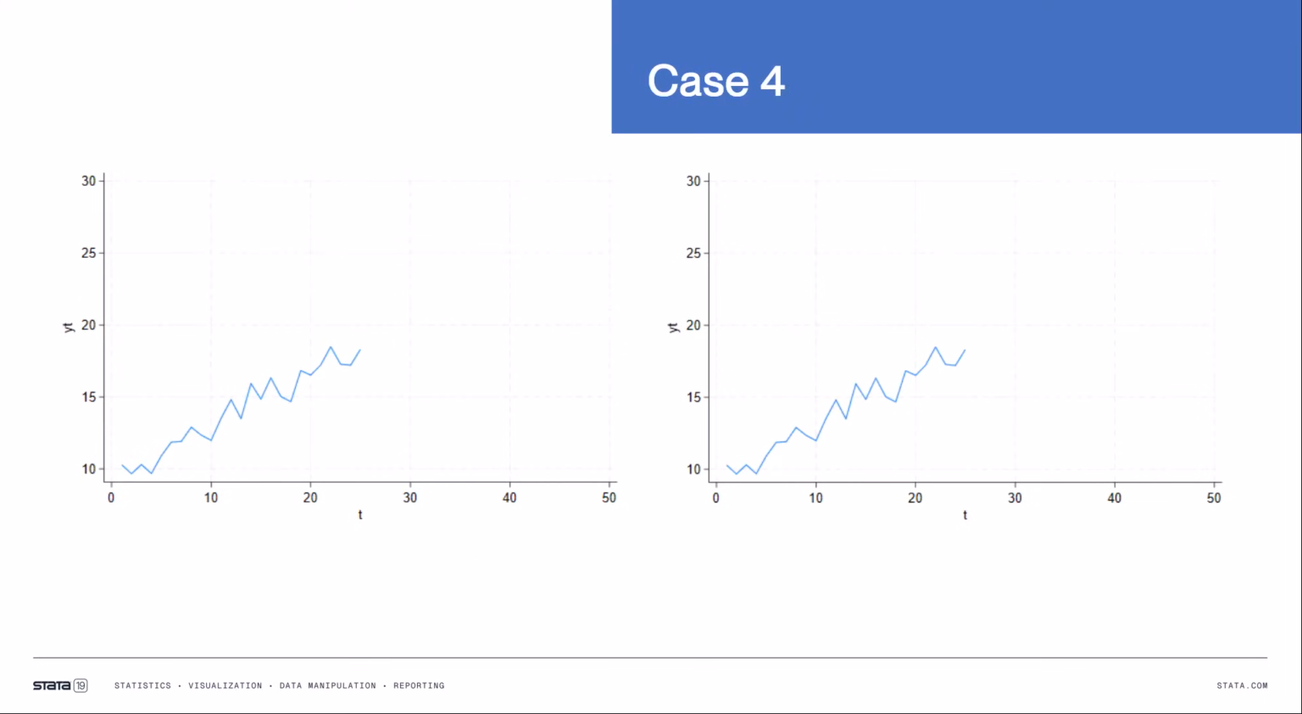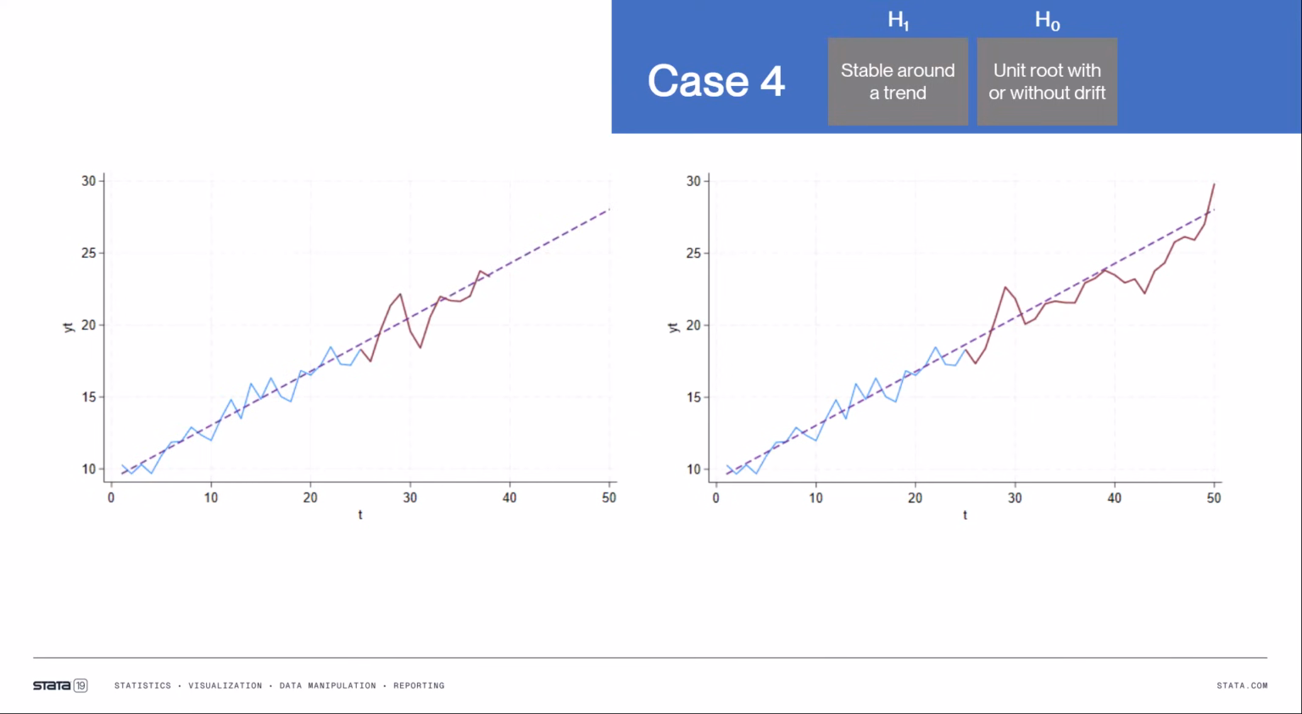Finally, in case 4, we suspect that the series is trending, either because it looks like it or because theory tells us it is, but we aren't sure whether the process is a drifting unit root or even just a unit root without drift that happens to look trending in this time period, or whether this is actually a stable process that is fluctuating around a time trend.